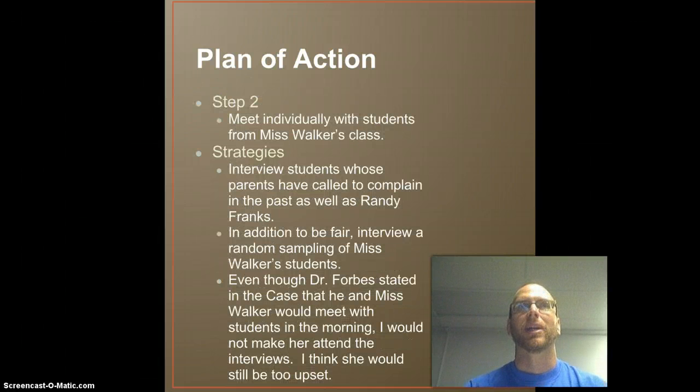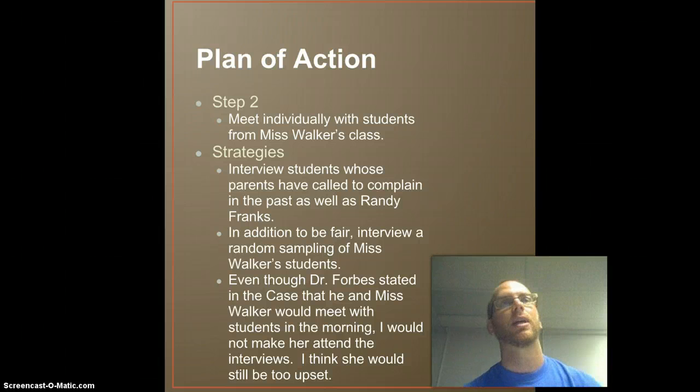Step 2 of my plan of action would entail meeting individually with the students from Ms. Walker's class. We would do this to try to figure out who may have started this email and this website campaign. Some different strategies that I would try to implement would include interviewing students whose parents have called to complain in the past.